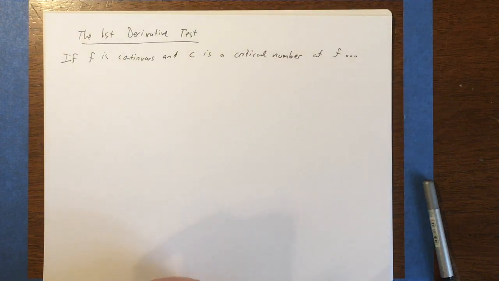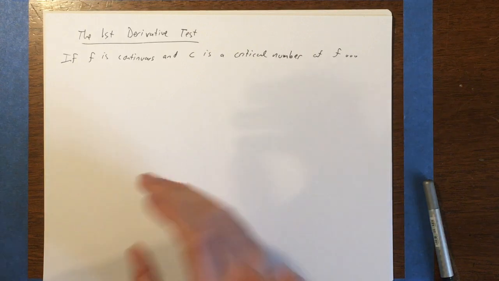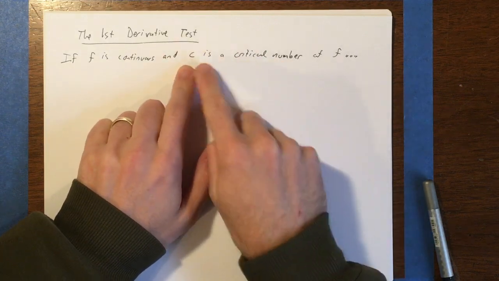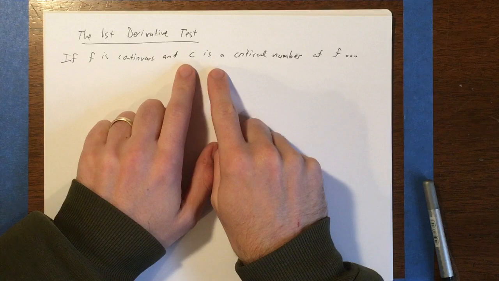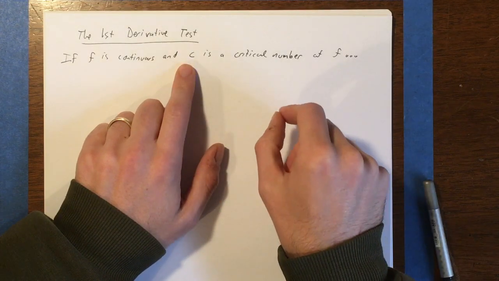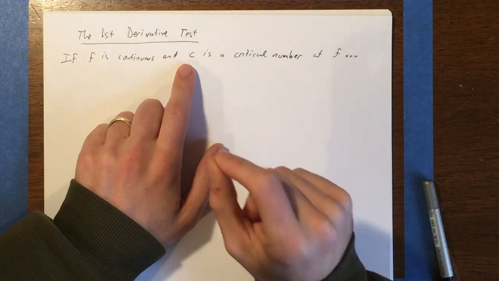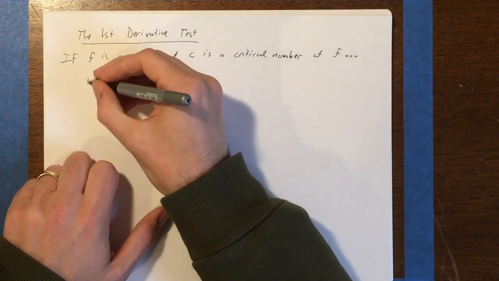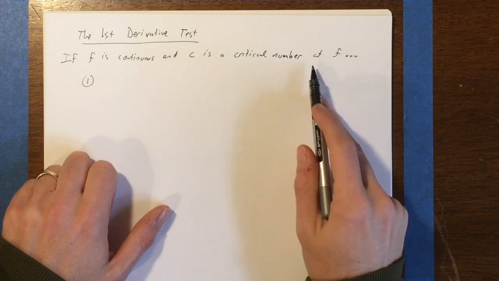So here is a test that you can perform to determine, given a critical number of a continuous function, if you have a critical number, we're going to call it c, if you have a local minimum or local maximum or neither. And this is a fully conclusive test. You will find out for certain after doing this test what's going on. So there's three parts. We have a continuous function f, and c is a critical number of f.